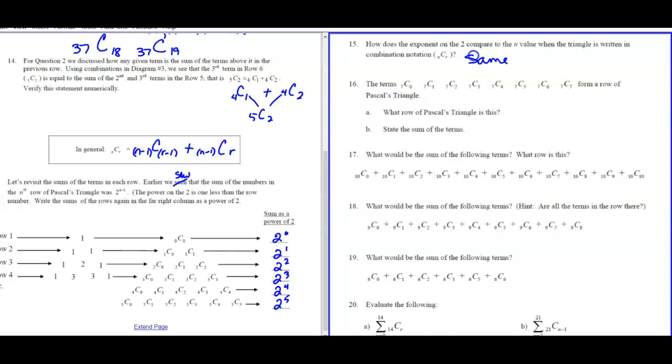So here we're given a row in Pascal's triangle. Okay, what row is it? Take a look at the first value. It's a 7. Remember, that's always one less than the row number. So it's going to be the 8th row.